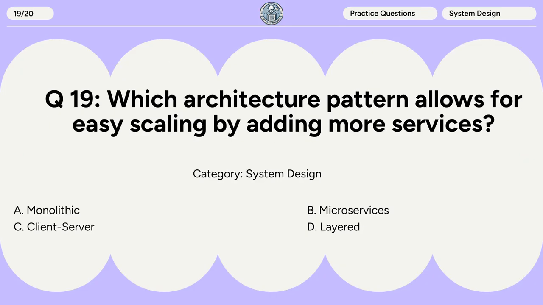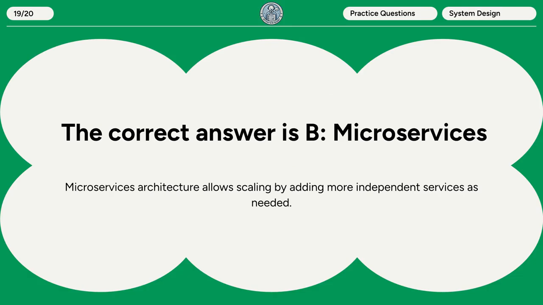Question 19. Which architecture pattern allows for easy scaling by adding more services? A. Monolithic. B. Microservices. C. Client-server. D. Layered. The correct answer is B. Microservices. Microservices architecture allows scaling by adding more independent services as needed.